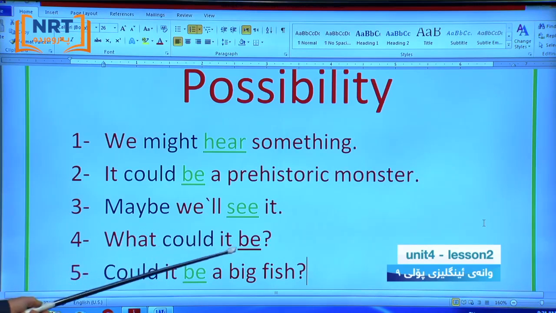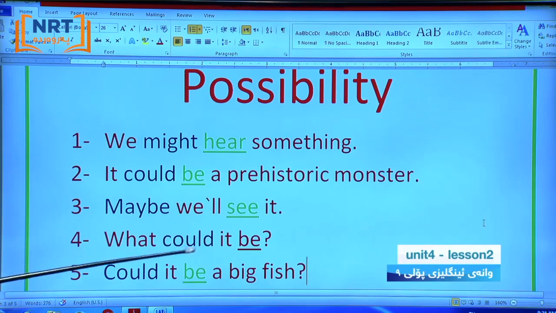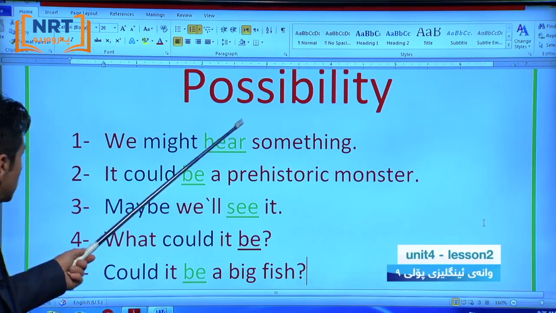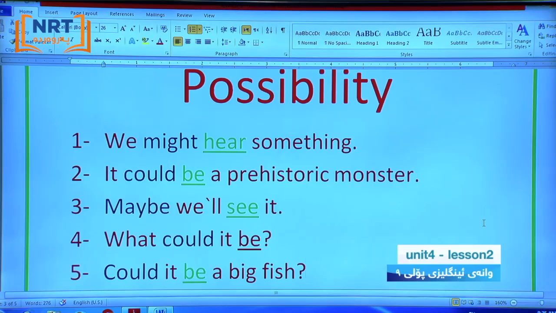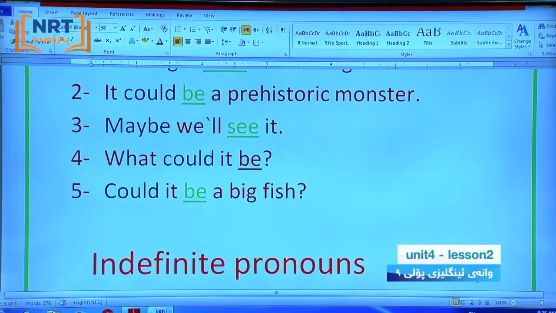What could it be? For the question, how do you make a question? What could it be? It could be. Number 5, could it be a big fish? Here there's some possibility. They are talking about the Loch Ness monster, the monster of the Loch Ness. Could it be a big fish? This is all about possibility.